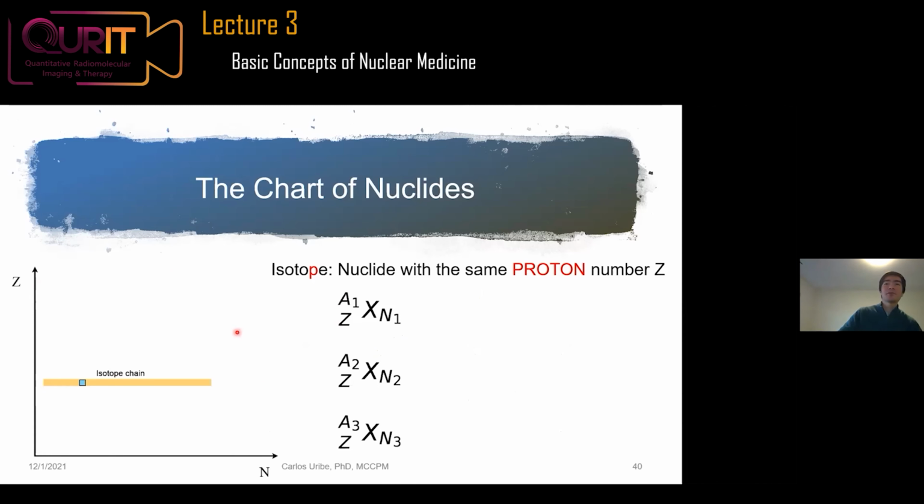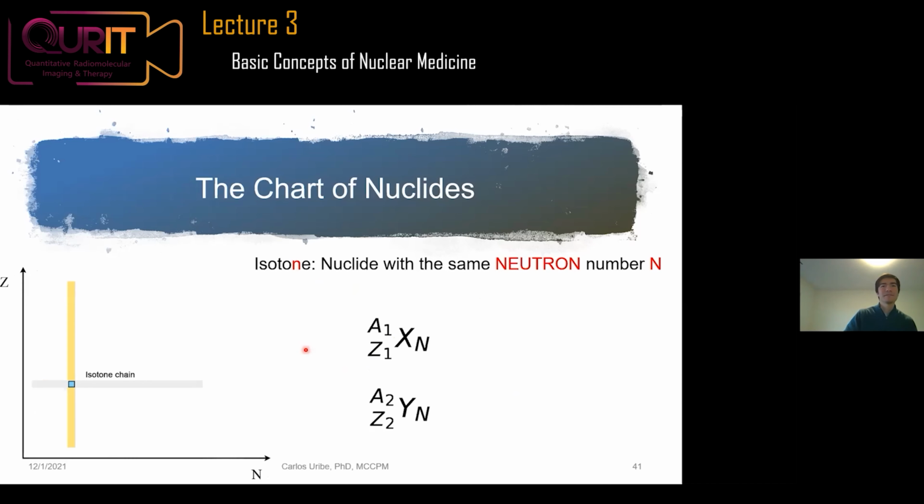Because they have the same proton number, they are the same element. That's why I call them X, X, X here. They all have the same Z number, but they can have different neutron numbers, so they're going to have different masses. So they're isotopes of the same element. They all have the same proton number, but different neutron numbers.